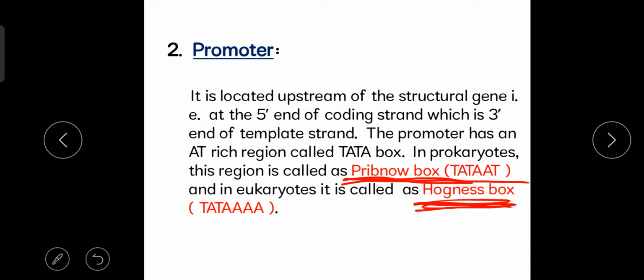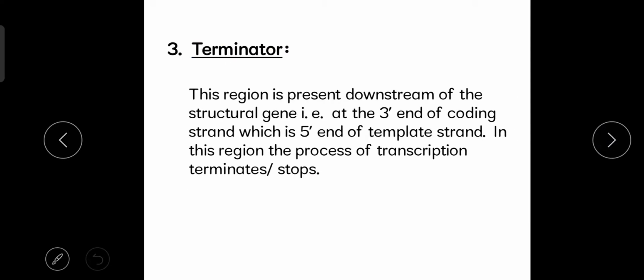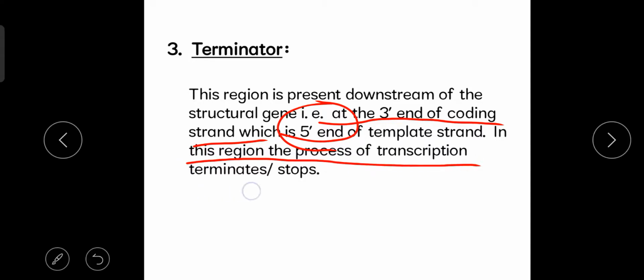Okay, so now let's move to the third component, which is called terminator, meaning ending. The terminator is present at the 5' end of the template strand and the 3' end of the coding strand, which does not code for any RNA and is not involved in the process of transcription. Only the template strand or antisense strand is involved in transcription. So in the template strand, the terminator is present at the 5' end. Remember, in this region the process of transcription terminates or stops.